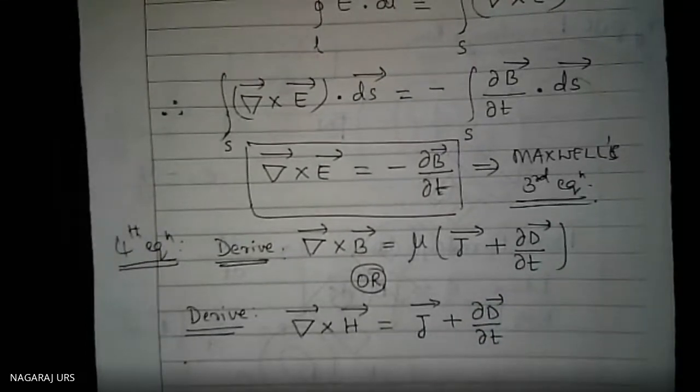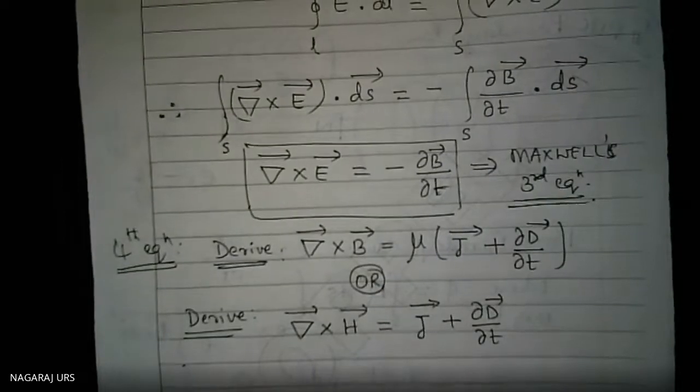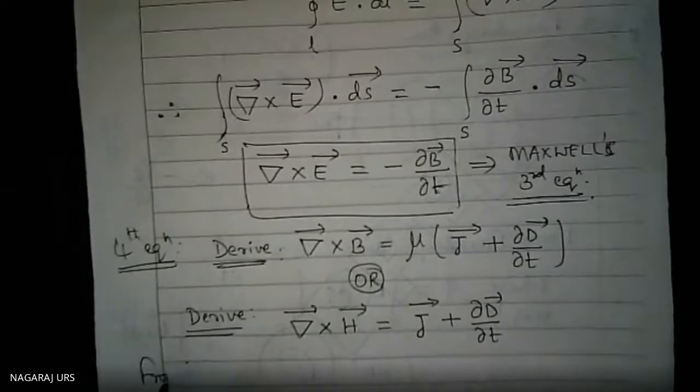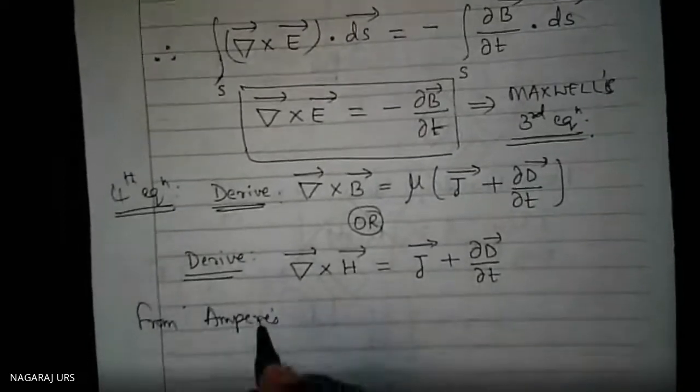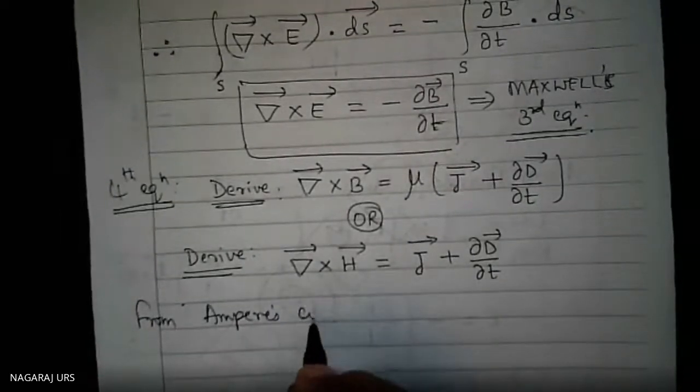This itself we are asking, for about four marks or five marks. This particular fourth equation we are asking, either for four marks or five marks, depending upon your question paper pattern. Okay. I am going to start with Ampere's circuital law. From Ampere's circuital law.